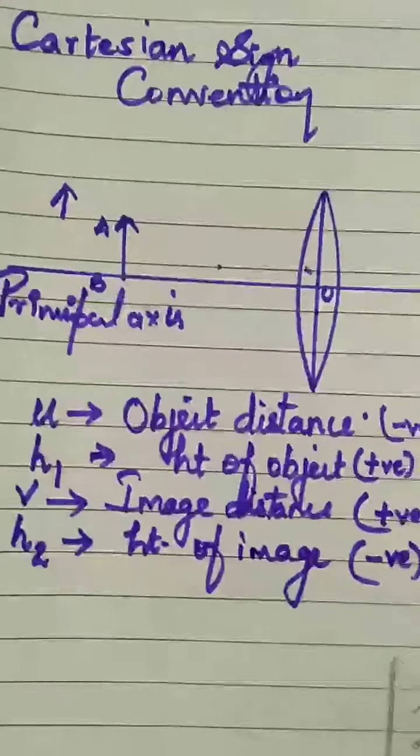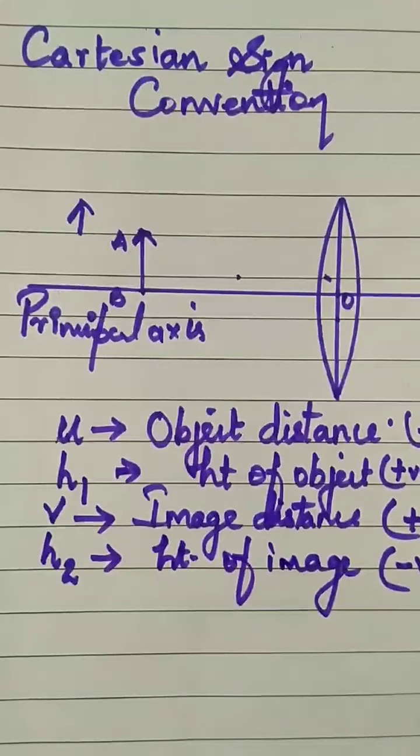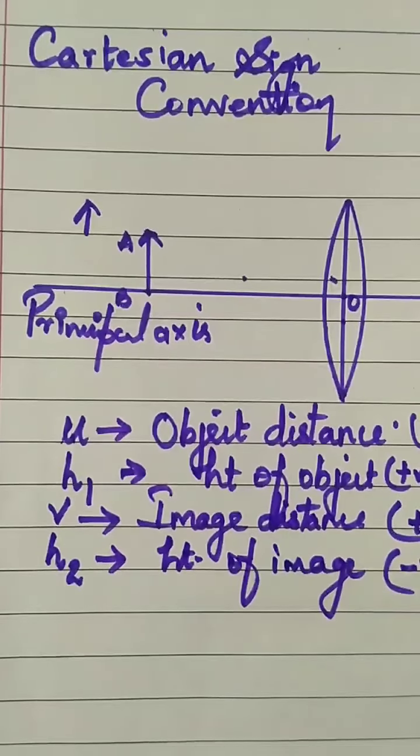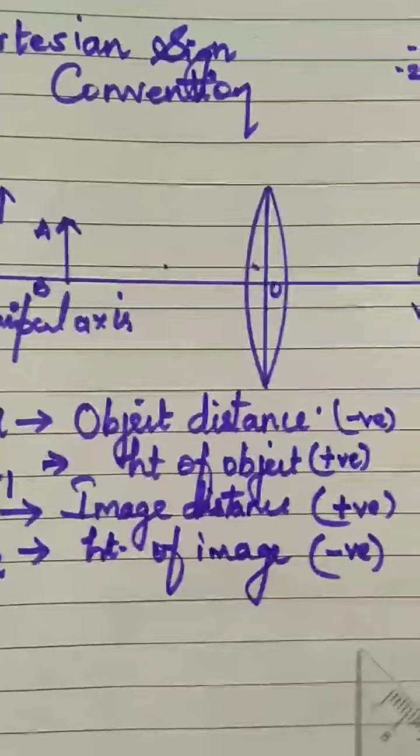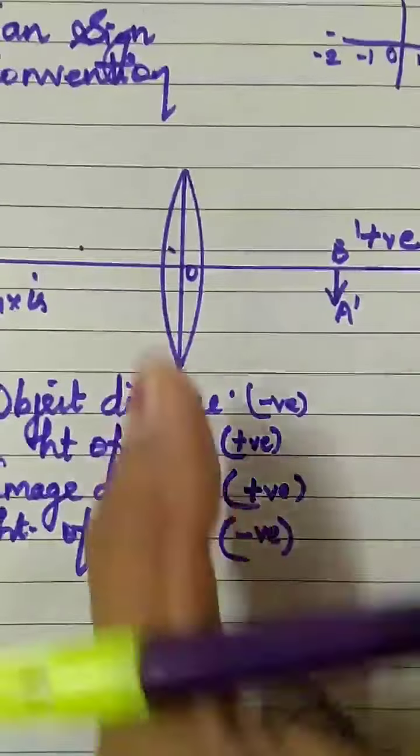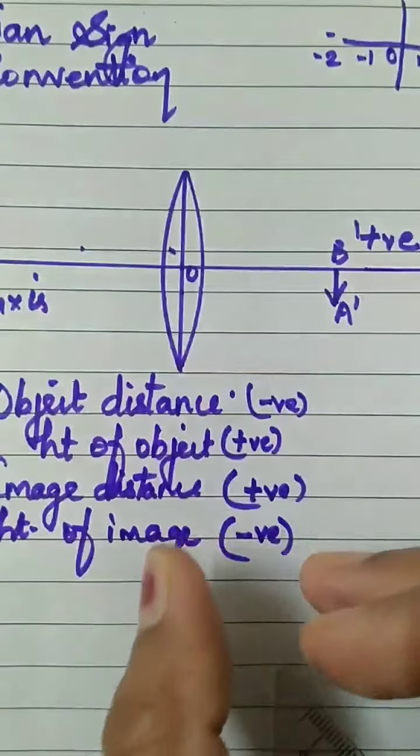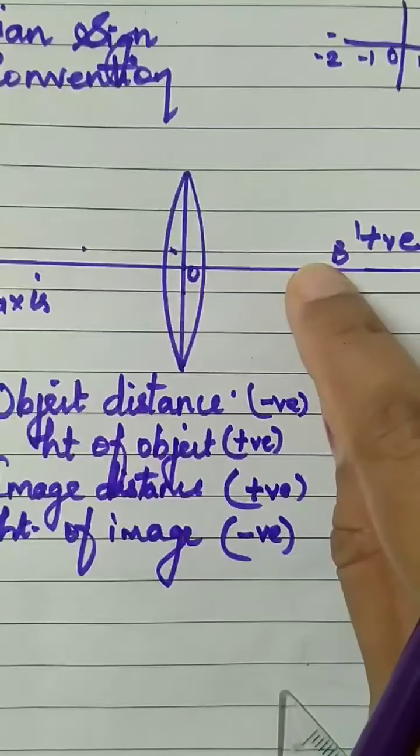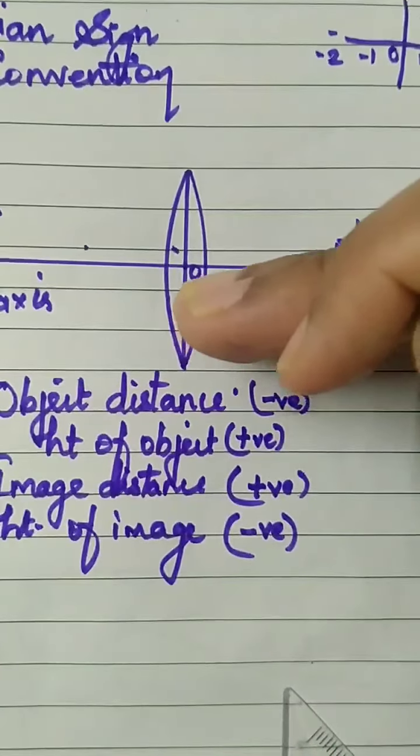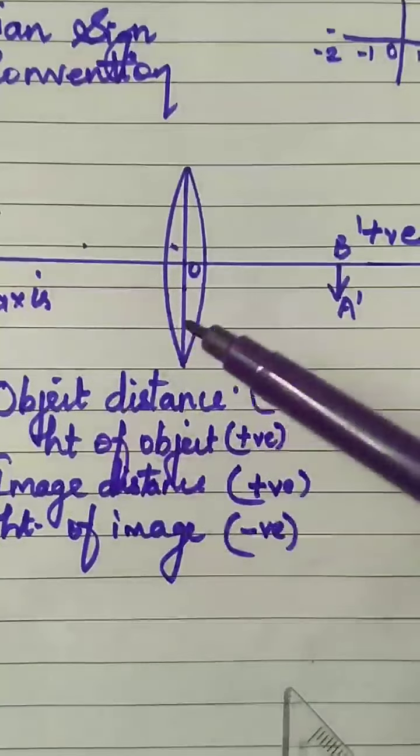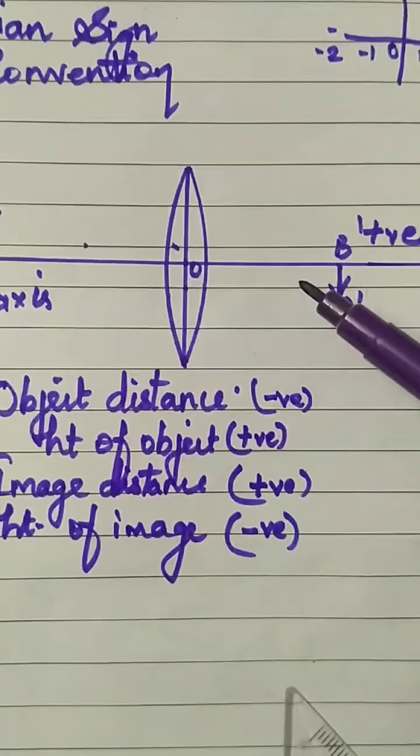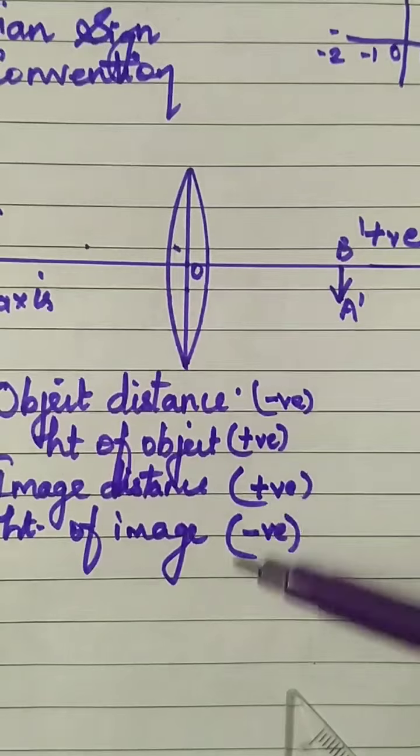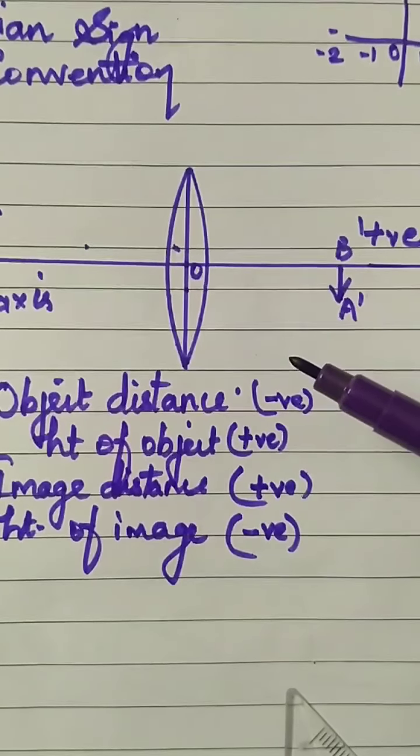That's it. These are the Cartesian sign conventions, explained in simple words. Whatever distance you measure on the right side will be positive. Height, how will you measure? From the principal axis, if you go up, it will be positive. From the principal axis, if you go down, it will be negative.